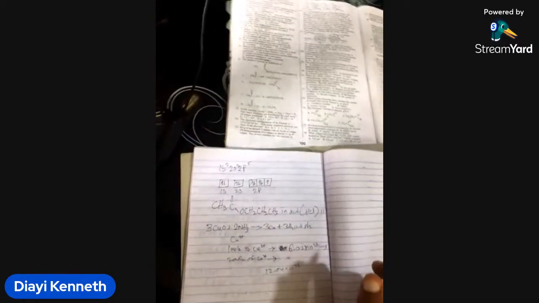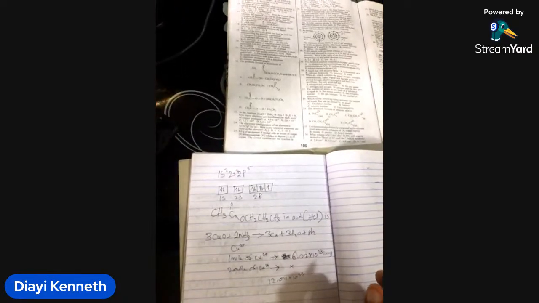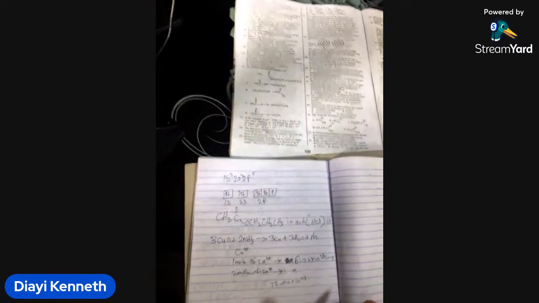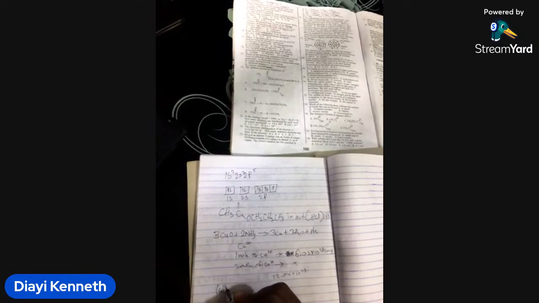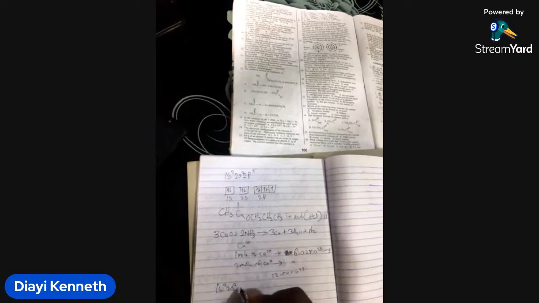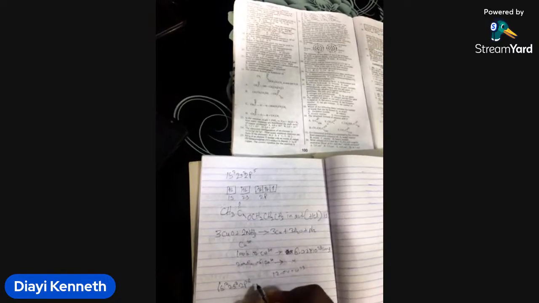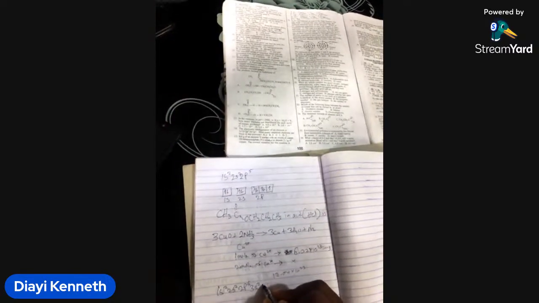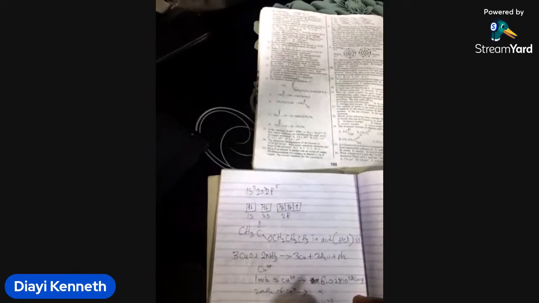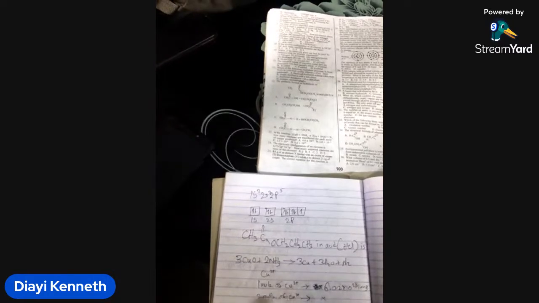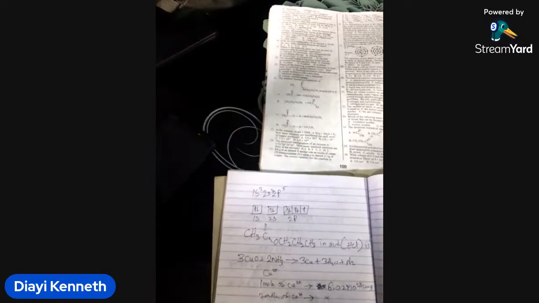The electronic configuration of an element is 1s2, 2s2, 2p6, 3s2, 3p3. How many unpaired electrons are there in the element?